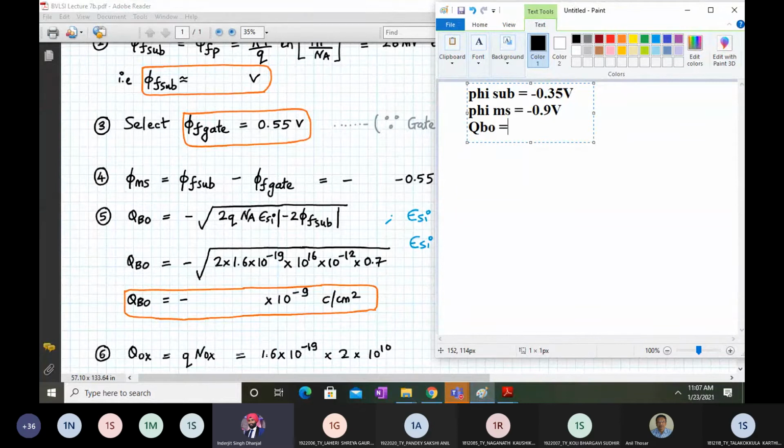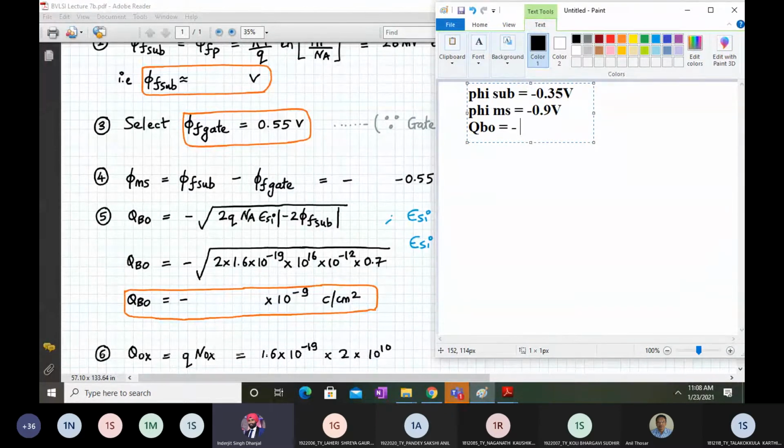So QBO will be given by, it will be minus, never a doubt. Nevertheless, its unit will be charge per centimeter square. But let me know the number. What is the number which you are getting? It will be definitely minus. So the QBO value is, can anyone let me know the value?